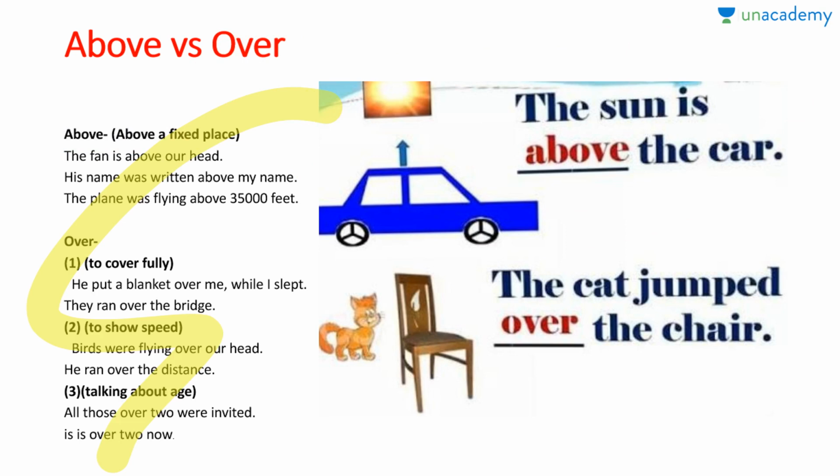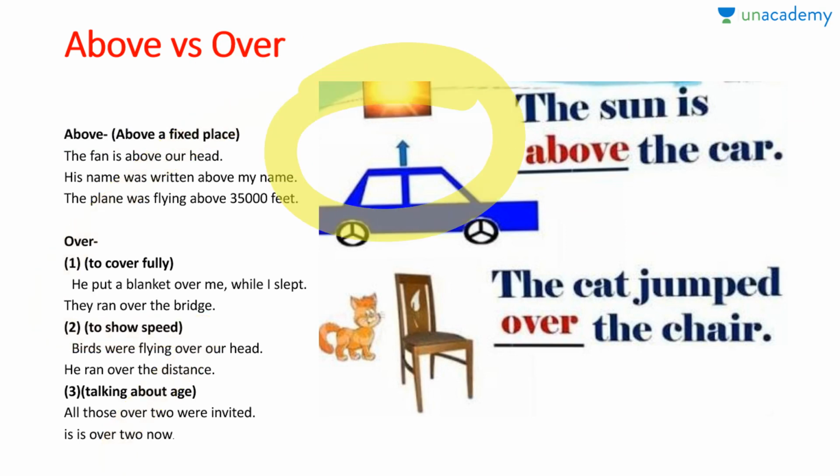Above is that something that is fixed above something. And over is like in this example, the cat jumped over the chair. Maybe the cat is standing here, the cat will jump over the chair and he will go like this. That is over. Now let us see the difference technically, grammatically.